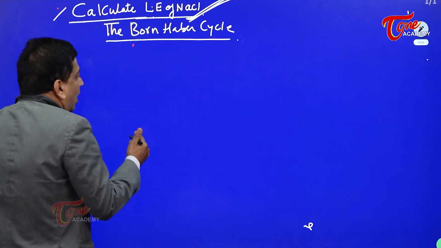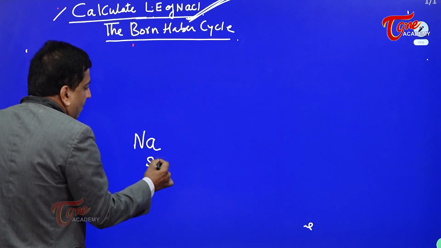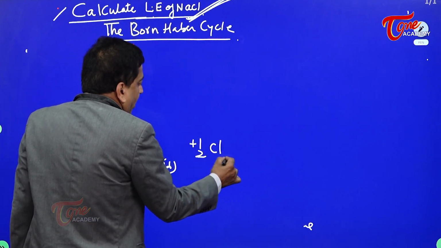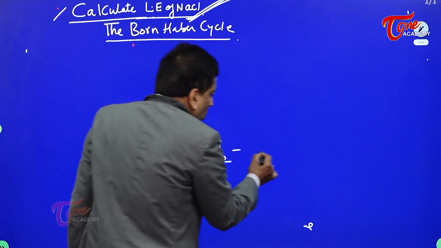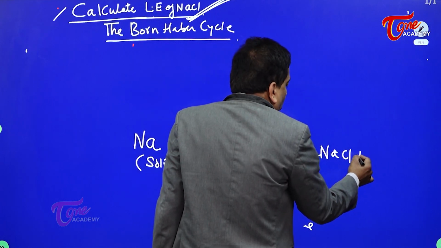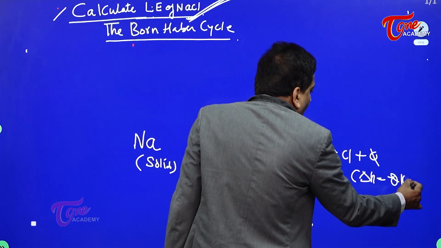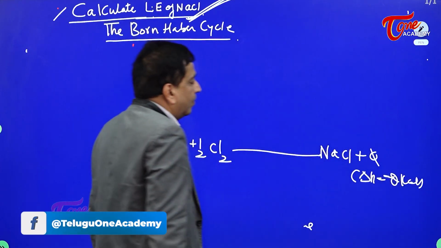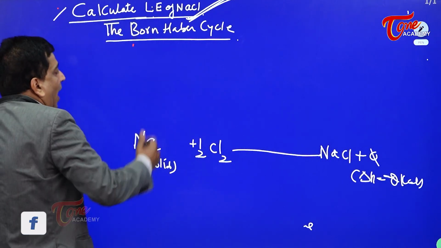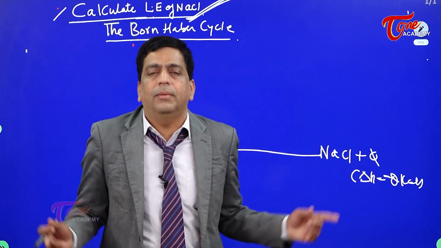Now look into this, how the cycle looks like. This is the direct step. This is the solid, and you basically treat it with chlorine gas. Then you got NaCl. Right, and the energy released is plus Q, and if you wanted to write it outside, it is minus Q kilocalories. That is a direct step, right? Now what I'll do, I'll go this way and prepare sodium ions and chloride ions and see that you come back again there, because after all, it's a cycle.